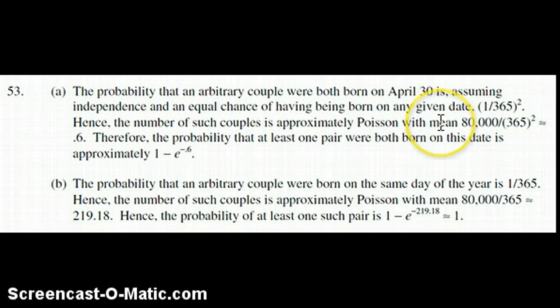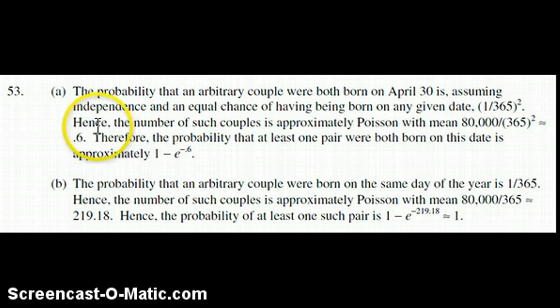So how would we get the mean? Well, if we have 80,000 couples, and this is the probability that any given couple, both members of the couple, are born on April 30th, we have 80,000 times this probability. In other words, 80,000 divided by 365 squared to give us about 0.6.